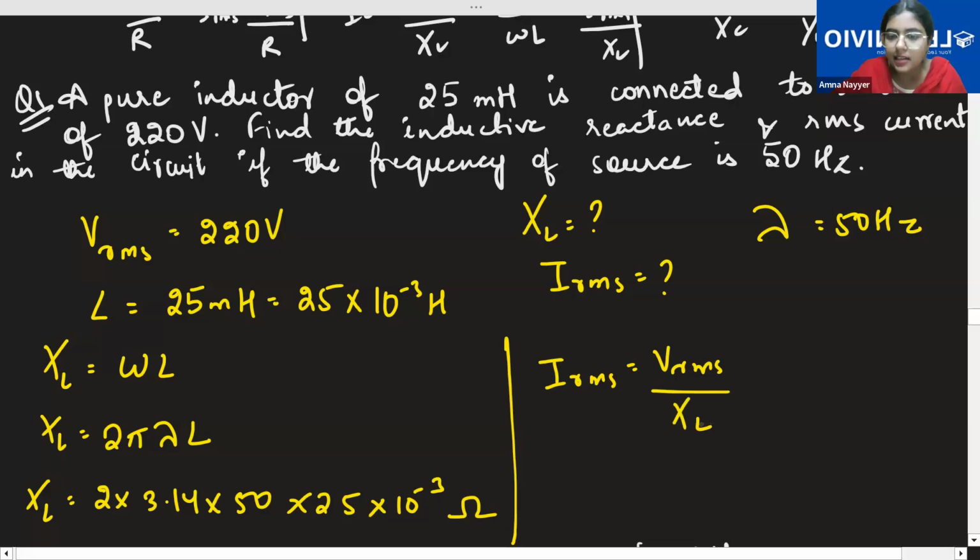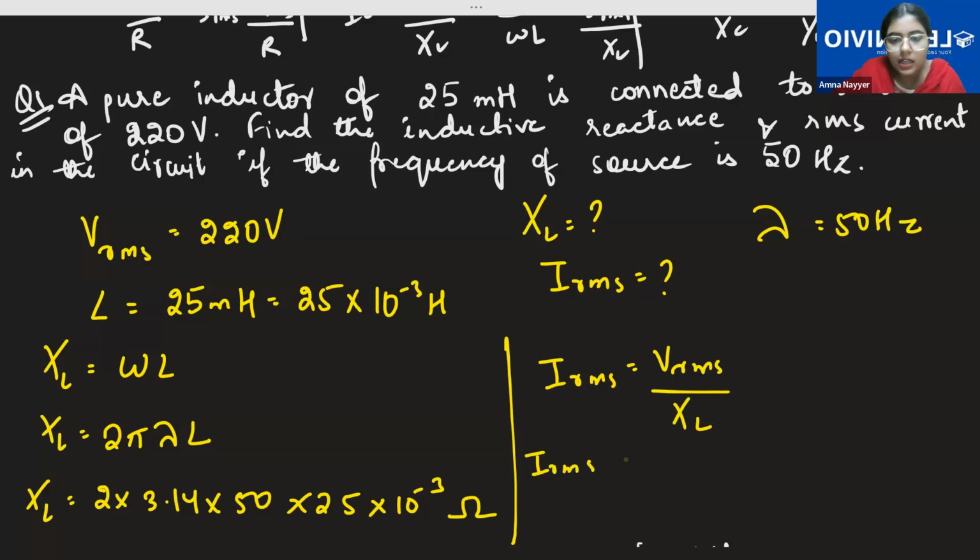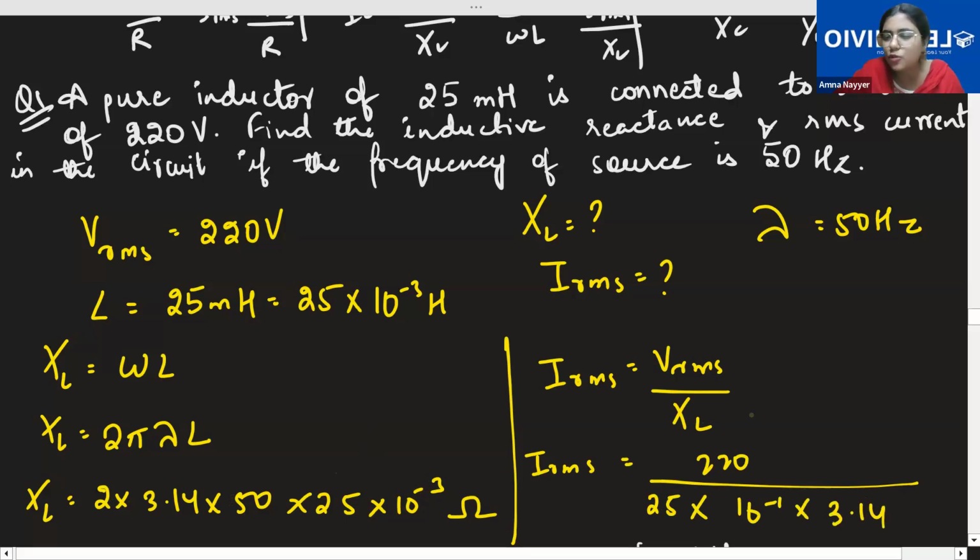So this is XL. VRMS is 220. So 220 divided by XL, which is this whole term, 25 into 10 to the power minus 3, into 10 to the power 2, so 10 to the power minus 1 into 3.14. Basically it is 2.5 into 3.14 something. Whatever answer you get, this much ampere will be your final answer.